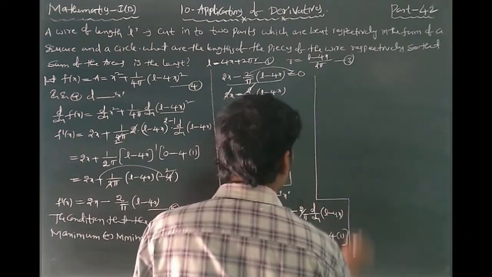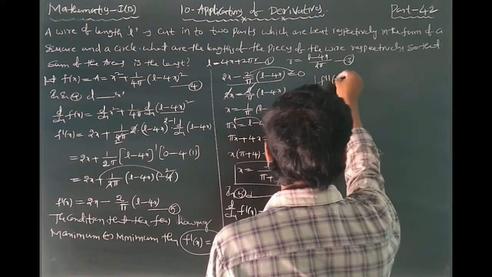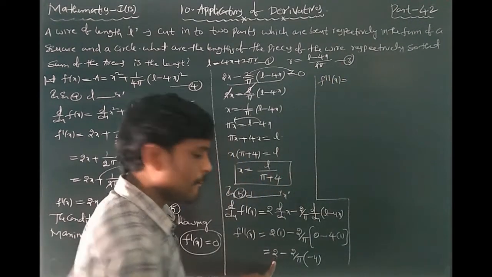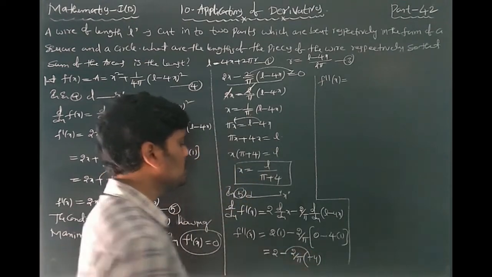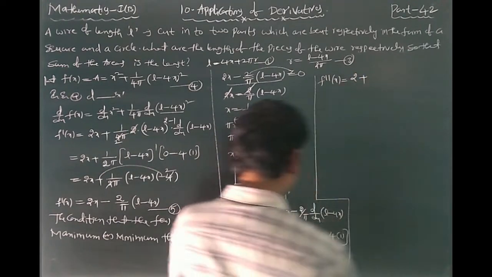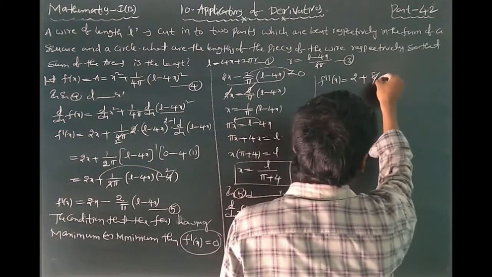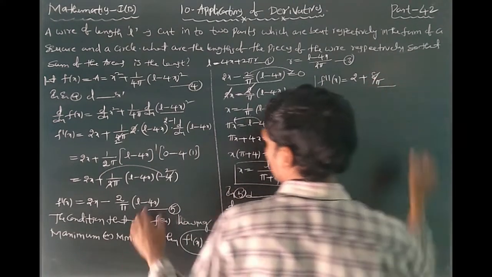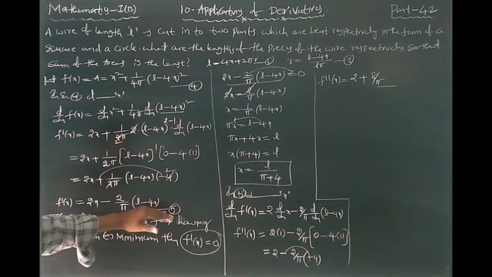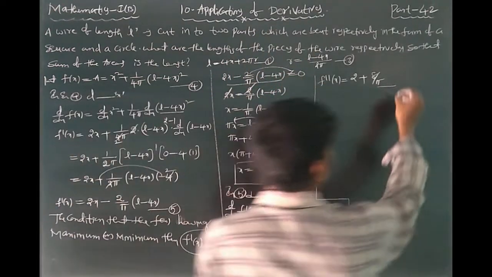After that you can write f''(x) equal to 2 minus into minus plus, 2 plus 4 is 8/5. Here this is equation number 4 completed, equation number 5 completed, you have to take equation number 6.